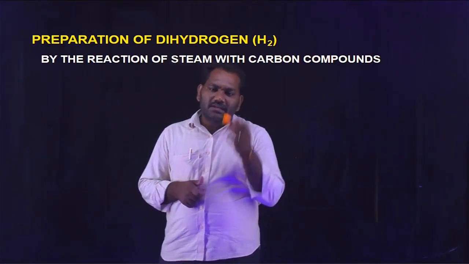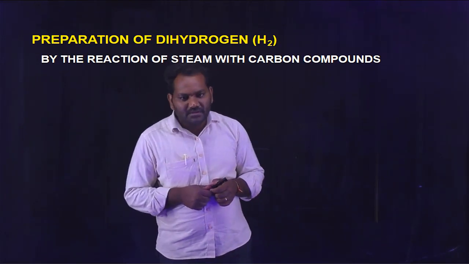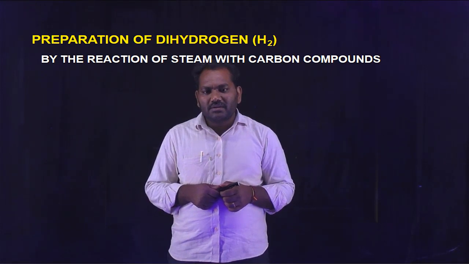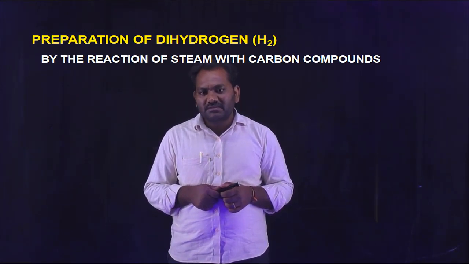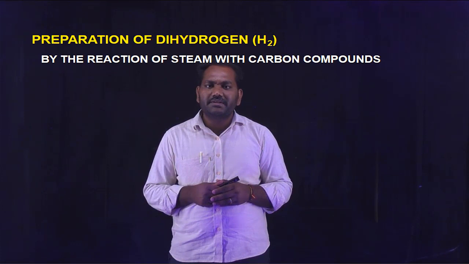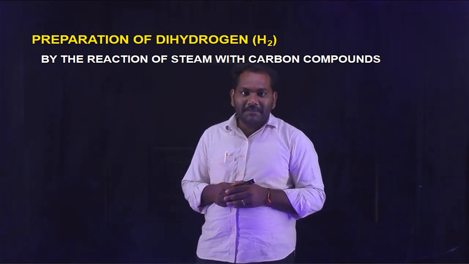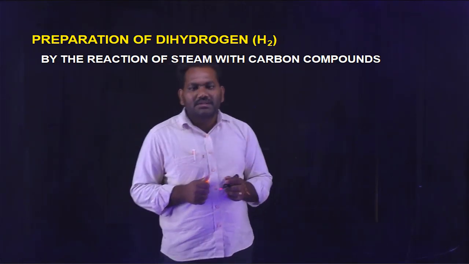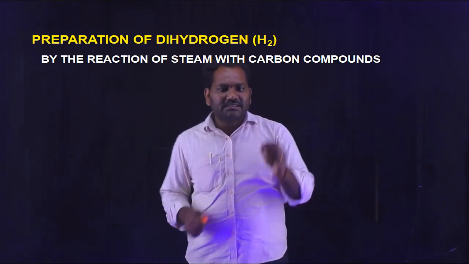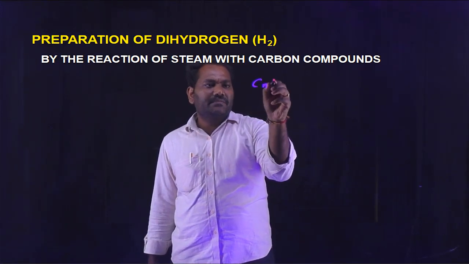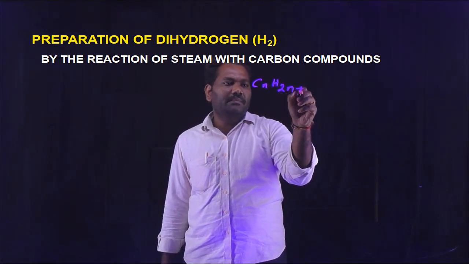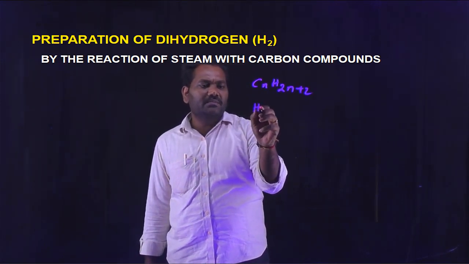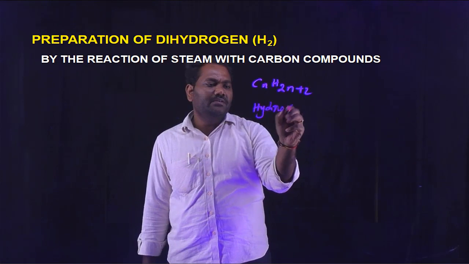Now let's discuss the preparation of dihydrogen from hydrocarbons and carbon compounds like coke. Coke is also one of the important carbon compounds. The general formula of hydrocarbons is CnH2n+2.